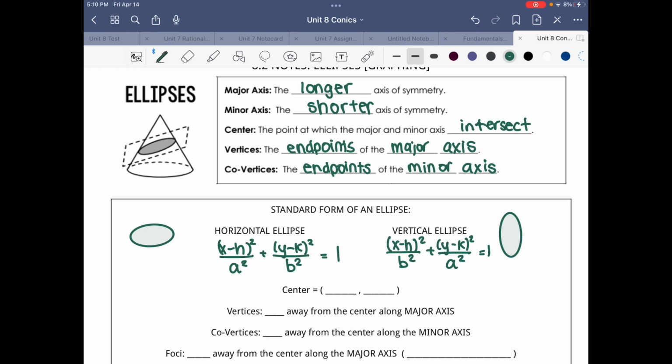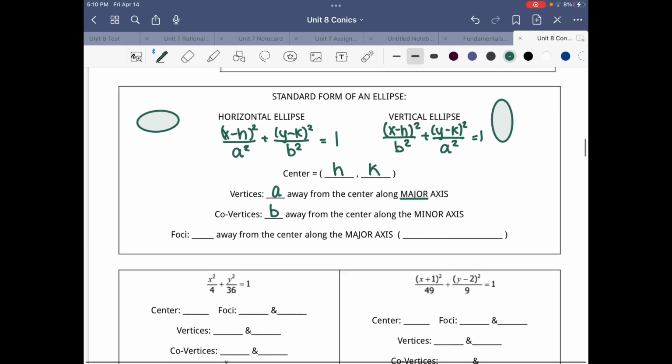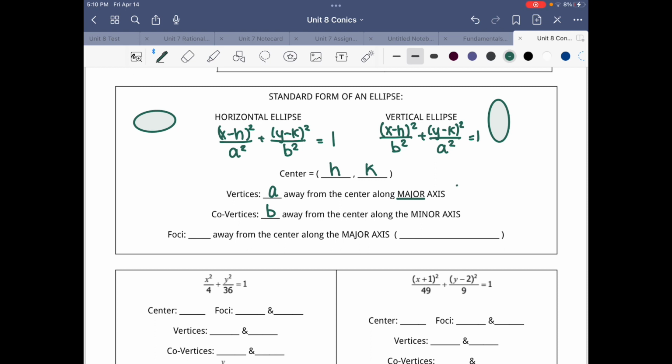The center, just like with a circle, is going to be at (h, k). And the vertices are always going to be along the major axis, which is longer. They are a units away from the center. So the vertices are on the x part of a horizontal and the y part of a vertical ellipse. The co-vertices are b units away from the center along the minor axis because it is shorter. So the vertices are always longer and the co-vertices are always shorter.